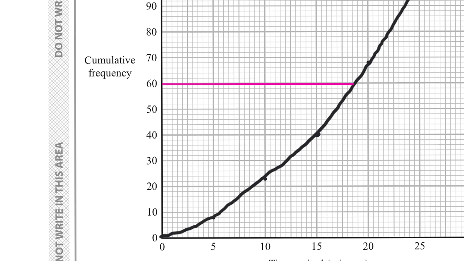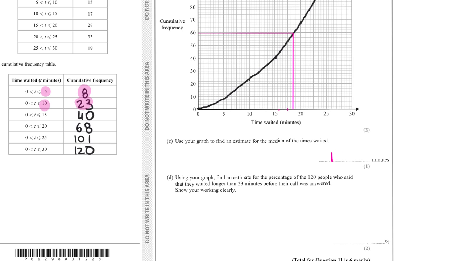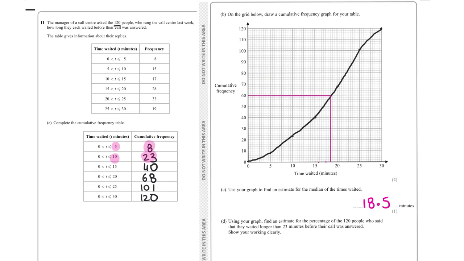And then once you get there, what are you going to do? You're going to go down. There we have it. So we can see this is 15 to 20. We know this is 17.5. Each one goes up in twos. So this is 18.5. 18.5 minutes. Okay, what have you got on yours? Some people got 19, that's fine.